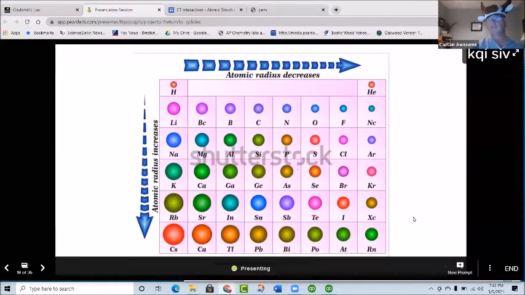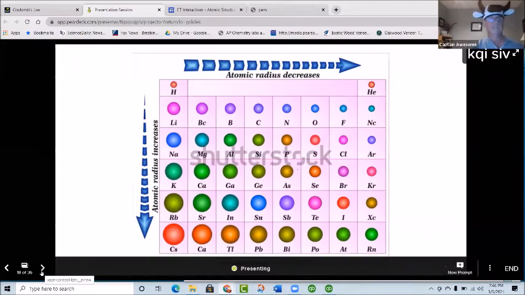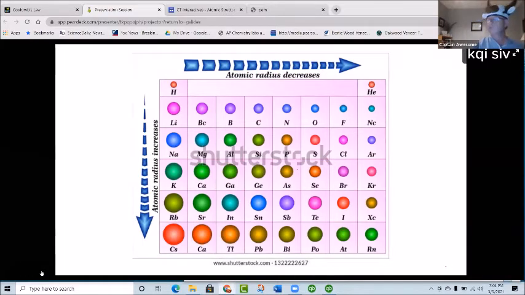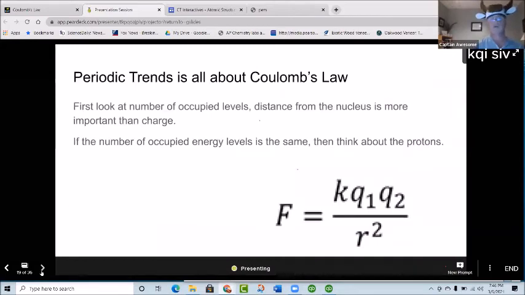And maybe sometimes in another class that would be enough of an answer. But for example, they're going to want you to say lithium is bigger than neon, and not only do I know that, but I also know the reason, right? So what actually governs all those periodic trends? Things like atomic radius, ionic radius, electronegativity, electron affinity, and ionization energy, all the periodic trends. It's all about Coulomb's law.